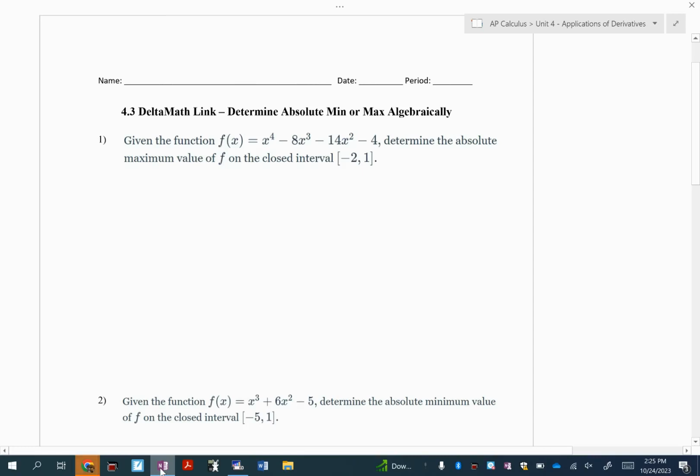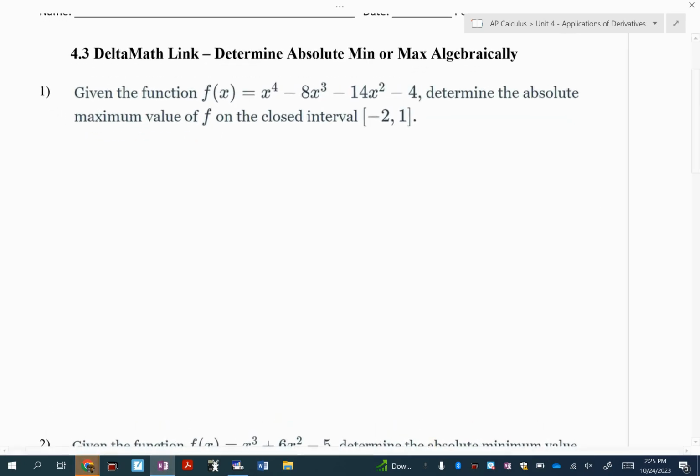All right, so let's try to find what it's asking for in these two questions. We'll start with the first one, finding the absolute maximum value on this closed interval -2 to 1. So the very first thing I'm going to do is I'm actually not going to do any calculus. The first thing I'm going to do is plug in those endpoints. See, it says -2 and then +1. So I'm going to evaluate this function at -2.